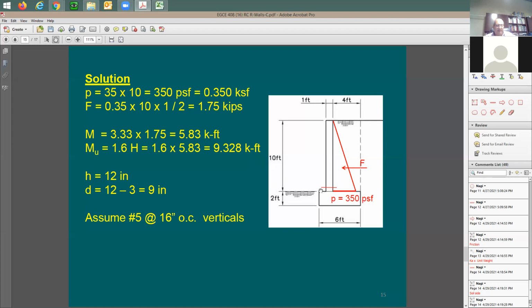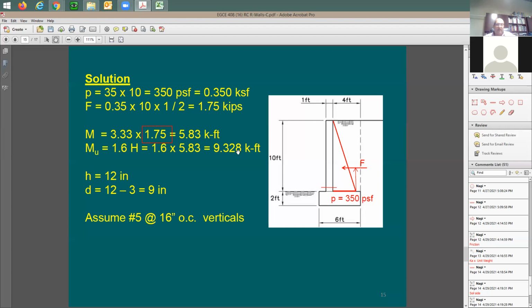The moment here at the base of the wall is going to be equal to 1.75, and here's the force, multiplied by the moment arm R. This moment arm R, from here to there, is going to be equal to 1/3 of the wall height. This is the reason that I have 3.33. This is going to be 10 divided by 3. This is going to be the moment arm R. So the total surface moment is 5.83 kip-foot. You have the load factor times 1.6. You have 9.328 kip-foot.